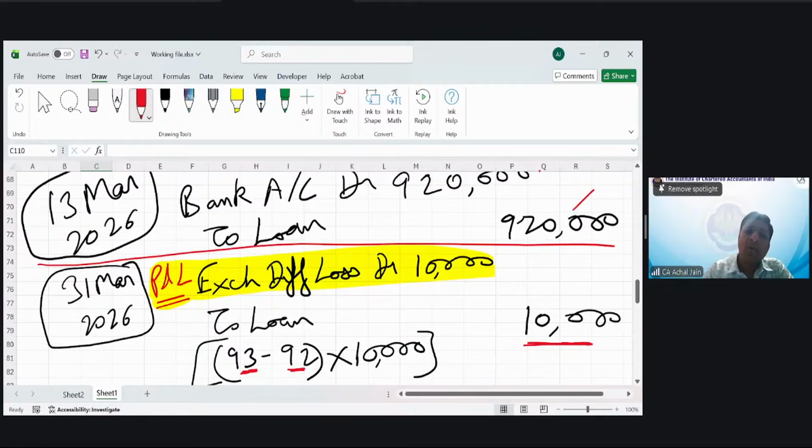Okay. Now, what is the foreign exchange difference loss? This is the amount, 10,000. That's the foreign exchange difference loss. And where do you record it? If let's suppose you were to record it, where do you record it? So the standard says this goes to P&L. So that's the accounting treatment.